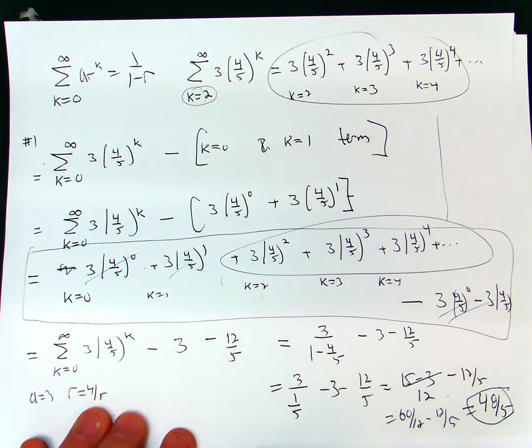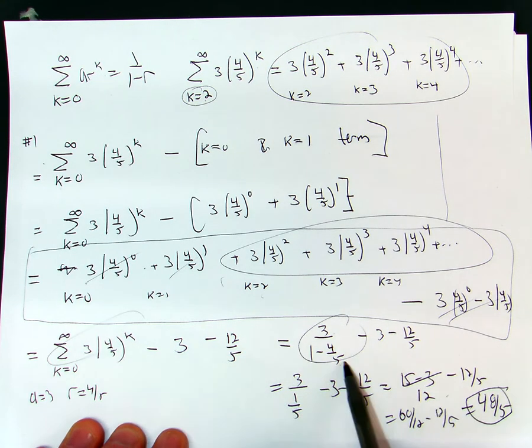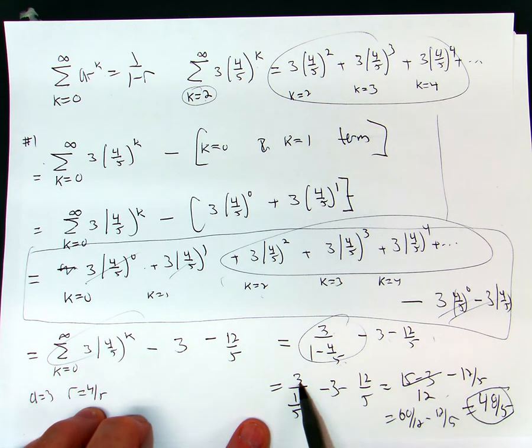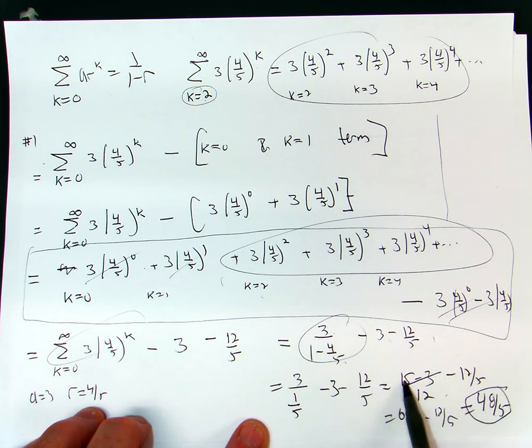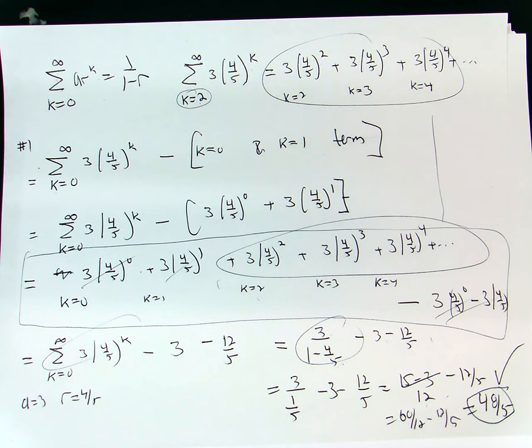So let me go through that calculation again. I get this, that's going to be using the geometric series formula. I get this, minus 3 minus 12. Write that out. 15 minus 3 is 12, minus 12/5, 60/5 minus that. I get 48/5, and that's my answer. Okay, that's one way to do it.